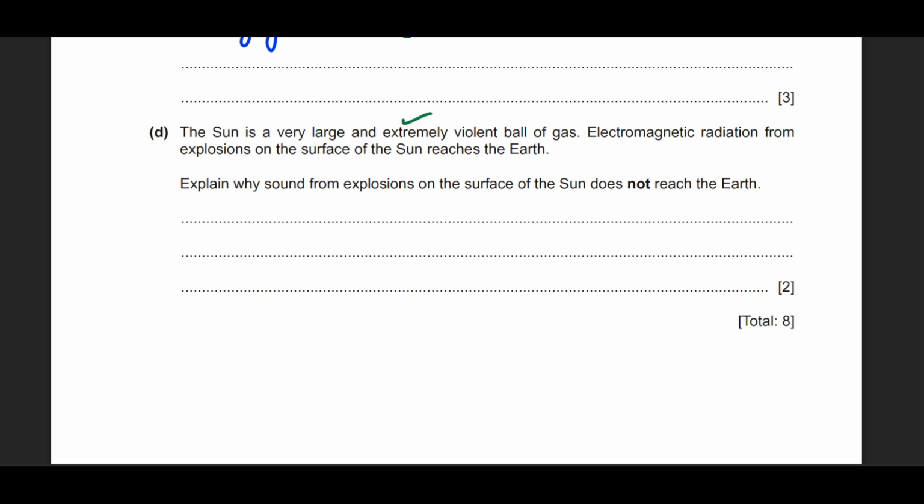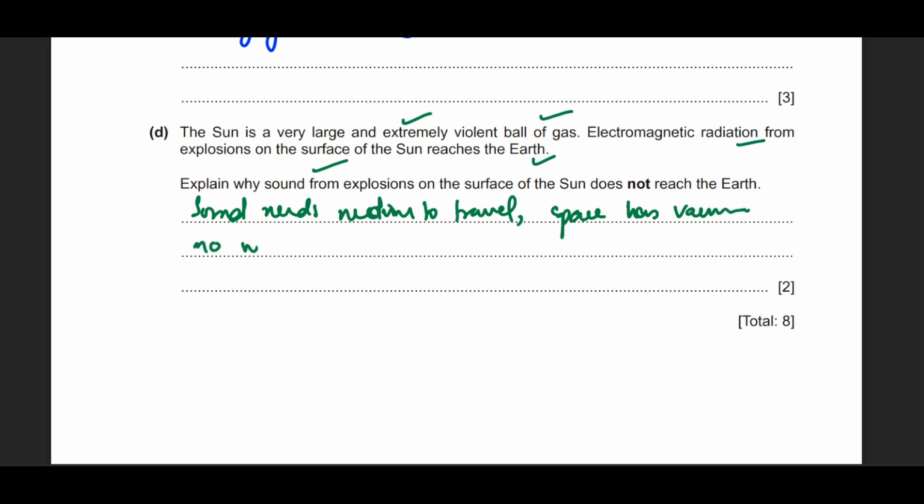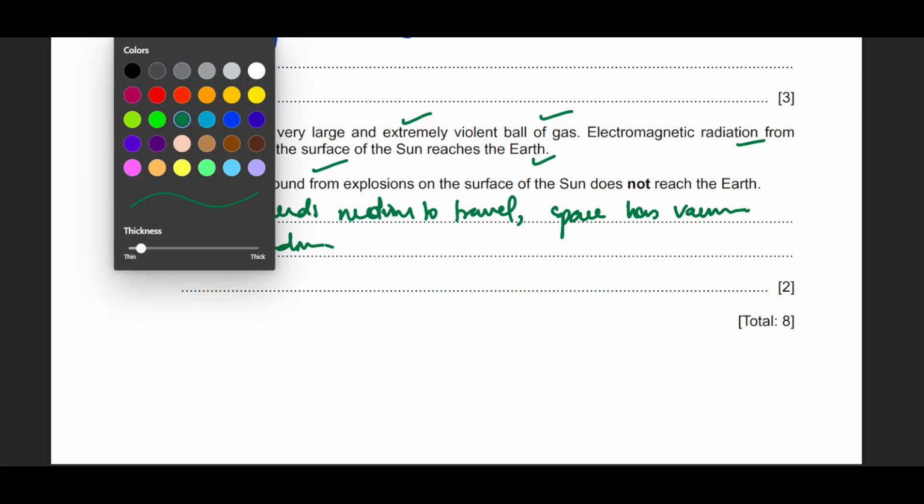The sun is a very large, extremely violent ball of gas, and electromagnetic radiation from the explosions of the sun reaches the earth. Okay, fine. Explain why sound does not. Now, again, this is a classic repeated question from the examiner: there are a lot of explosions happening on the sun, but why don't we get the sound on earth? Because if it reached earth, it would shatter the earth, quite frankly. But why is that so? Because sound needs a medium to travel, and space has a vacuum, or it has no medium. So sound cannot travel back to the earth.